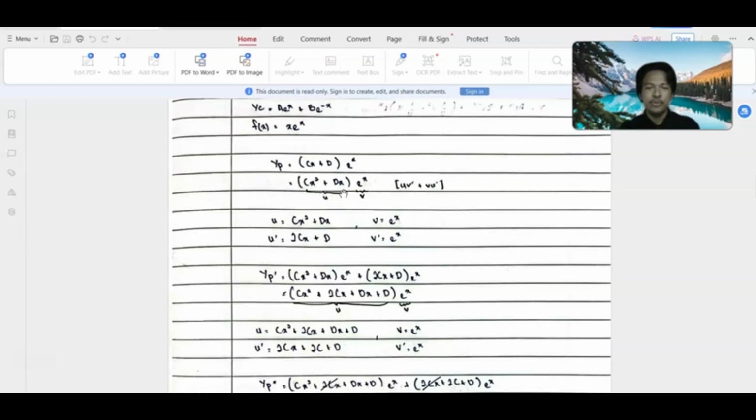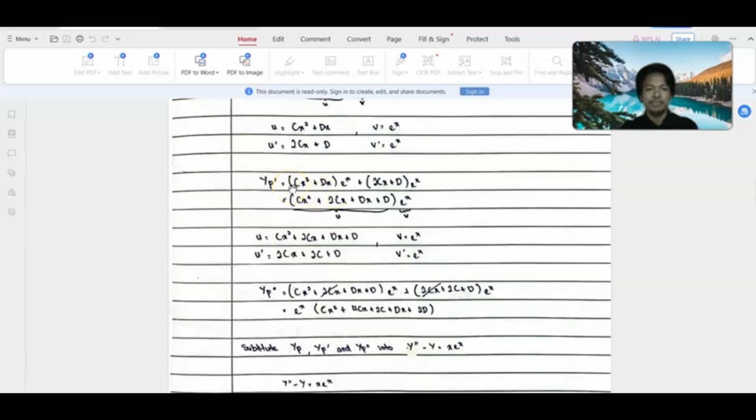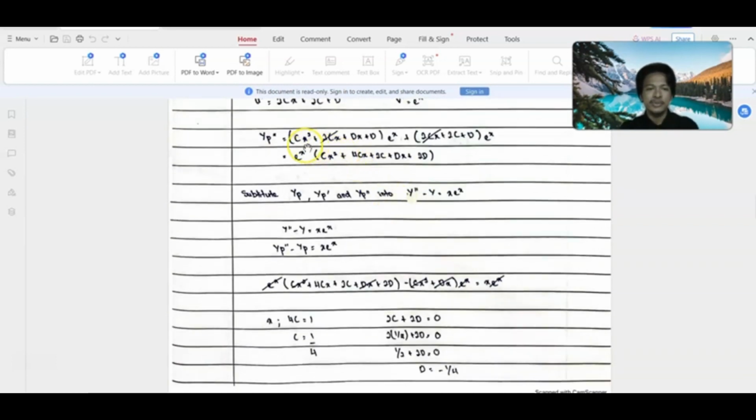Next, we need to find y prime and y double prime. The answer for y prime is Cx power of 2 plus C plus 2Cx plus Dx plus D, and e power of x. For the YP double prime, the answer is e power of x and Cx power of 2 plus 4Cx plus 2C plus Dx plus 2D.